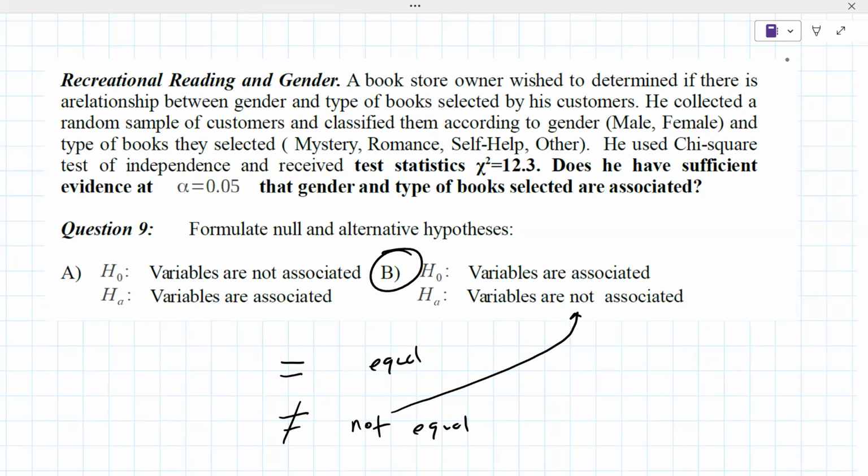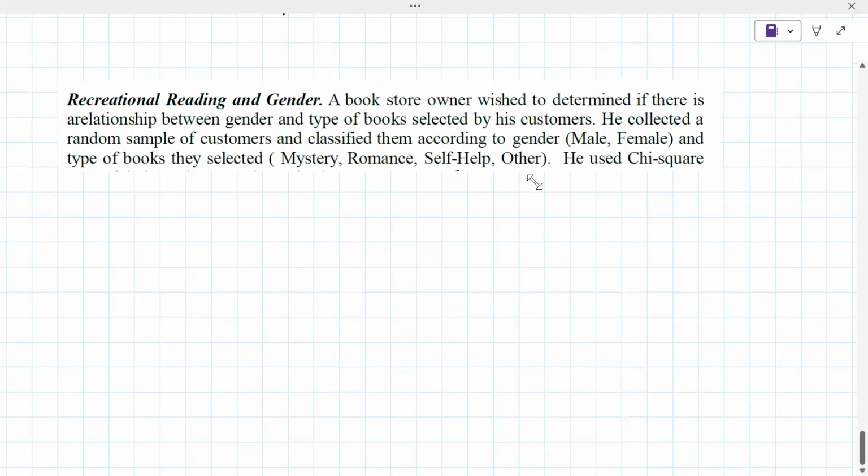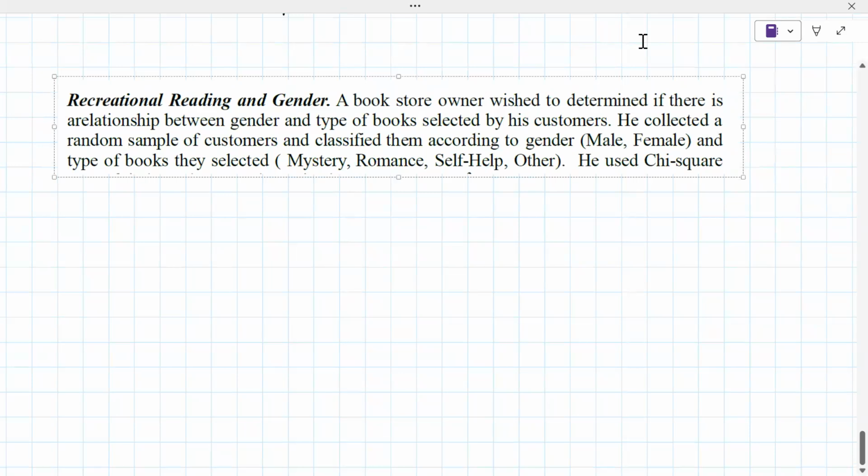All right. Okay. So let's go back and look at the words and see how this would be organized in a table. It says a bookstore owner wishes to determine if there's a relationship between gender and type of book selected by his customer. He collected a random sample of customers, classified them according to gender, male and female, and the type of book they selected: mystery, romance, self-help, other. How could we organize this in a table? What would that look like?